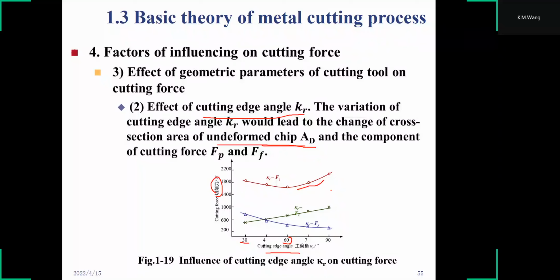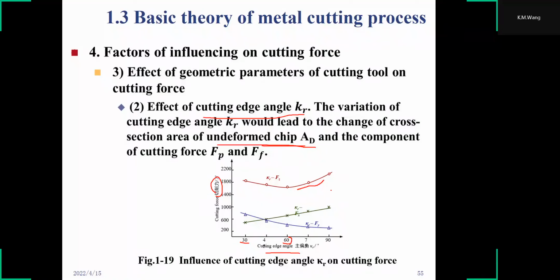So these are some factors of influence on the cutting force. The first is workpiece materials, and then the cutting variables, which include the feed and the depth of the cut. And the third is geometry parameters. It mainly includes the rake angle and the cutting edge angle. These factors will influence the cutting force.